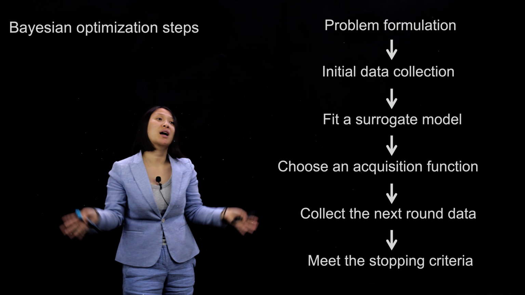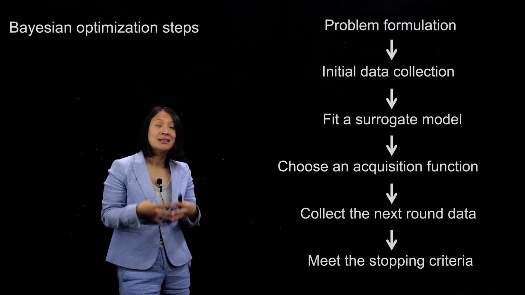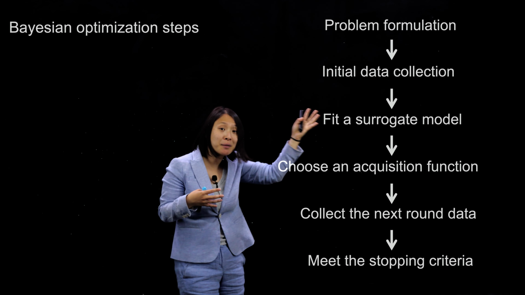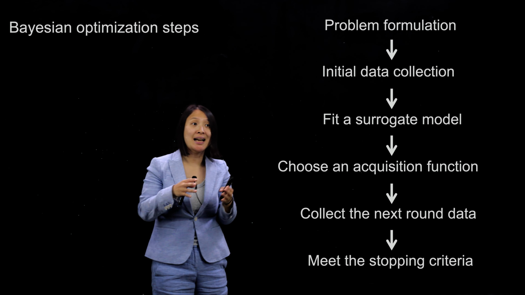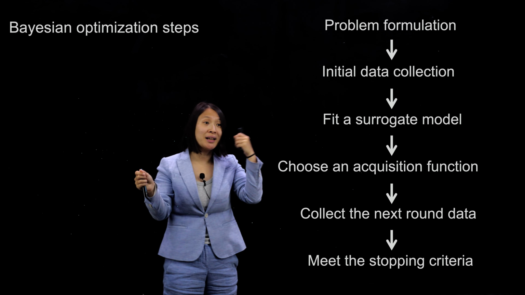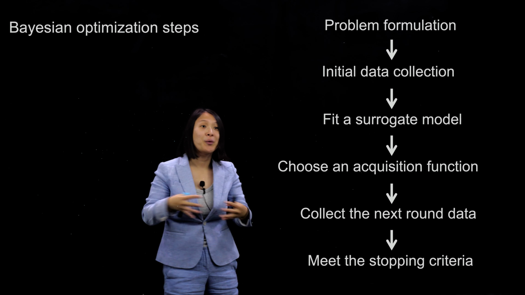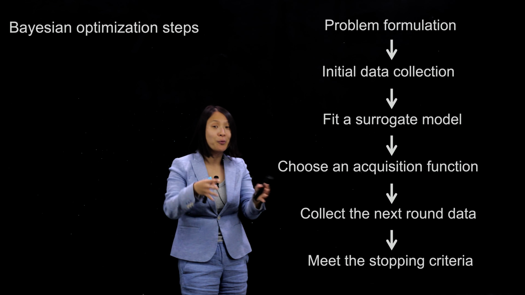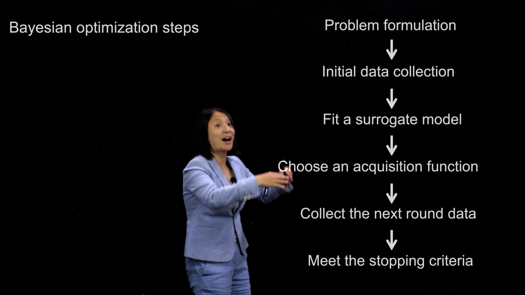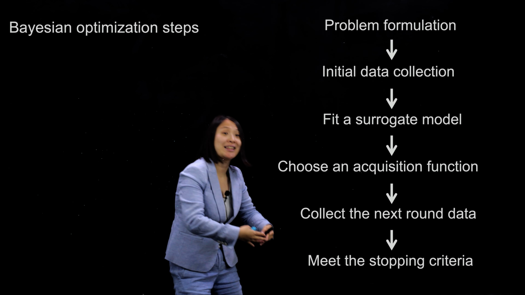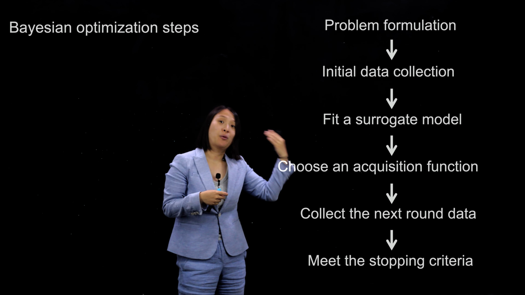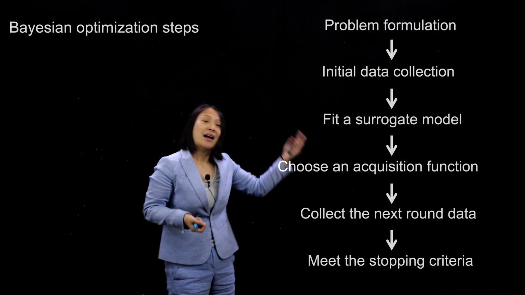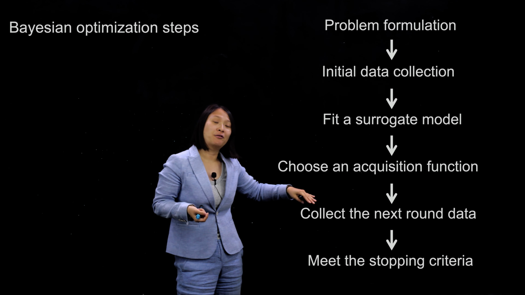From there, we'll collect some initial data, and we build a predictive model, in this case called a fit surrogate model, to understand the relationship between the input and output. And then we develop a rule using the information from the previous experiment to guide what we should do in the next experiment. So we do that using acquisition functions to guide us.